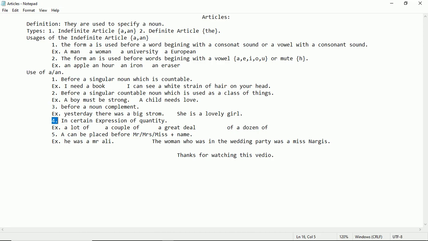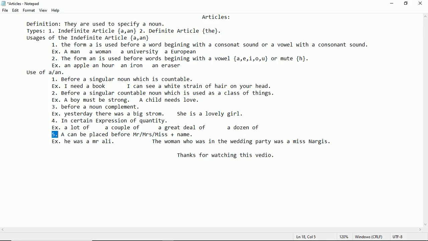Number 4, in an expression of quantity. When we have an expression of quantity, we use a or an before them. For example, a lot of, a couple of, a great deal of. Actually, here there is a mistake. And finally, a dozen of.